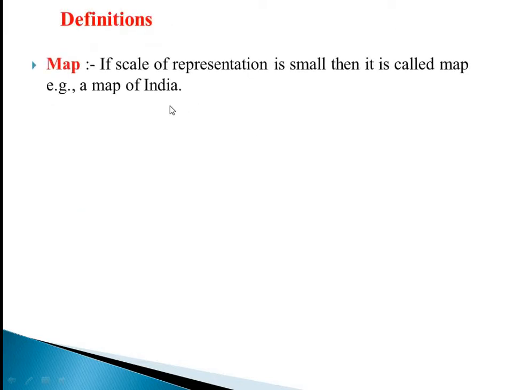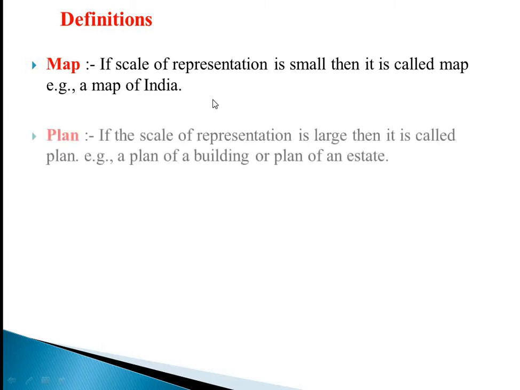Coming to another definitions. Map. If the scale of representation is small then it is called as map. Example, a map of India. Then plan. If the scale of representation is large, then it is called plan. Example, a plan of a building or a plan of an estate.